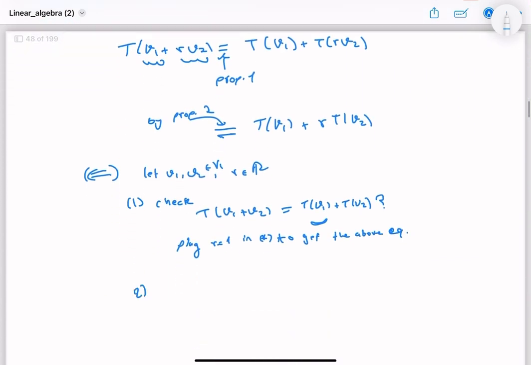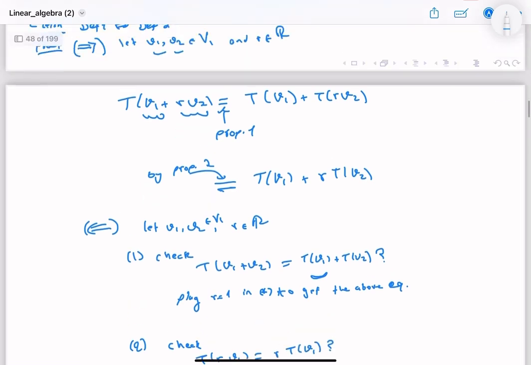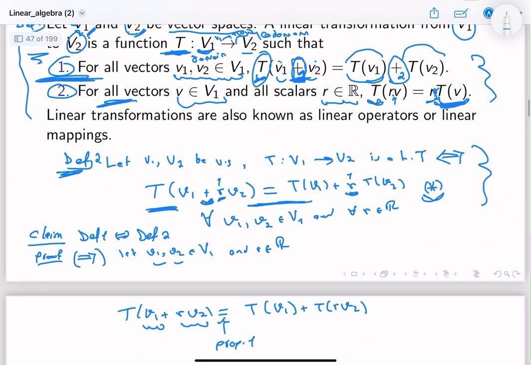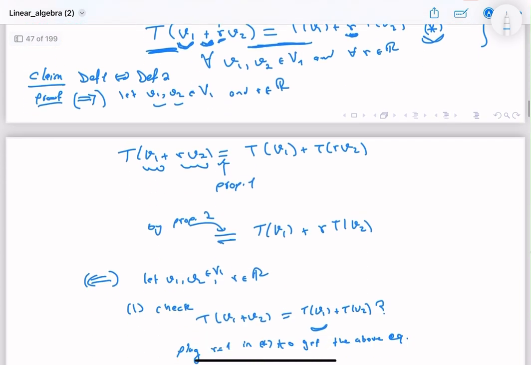The property 2 that we want to show is that we want to check that T of r v1 is equal to r T of v1. So this is what we want to check. Well, why is this true, or how can we get this? Well, here's how you can get this, and this is an important thing to keep in mind. So let us see this real quick. What happens if we take v1 to be 0?